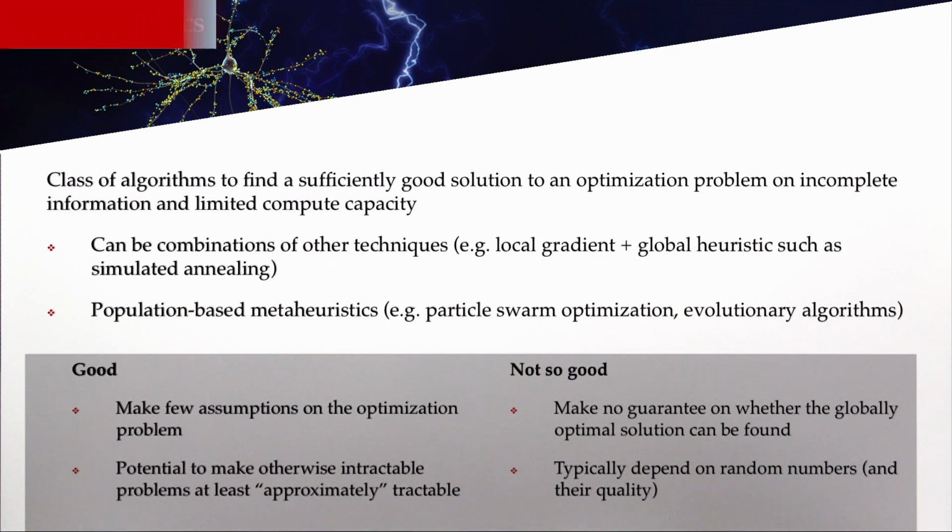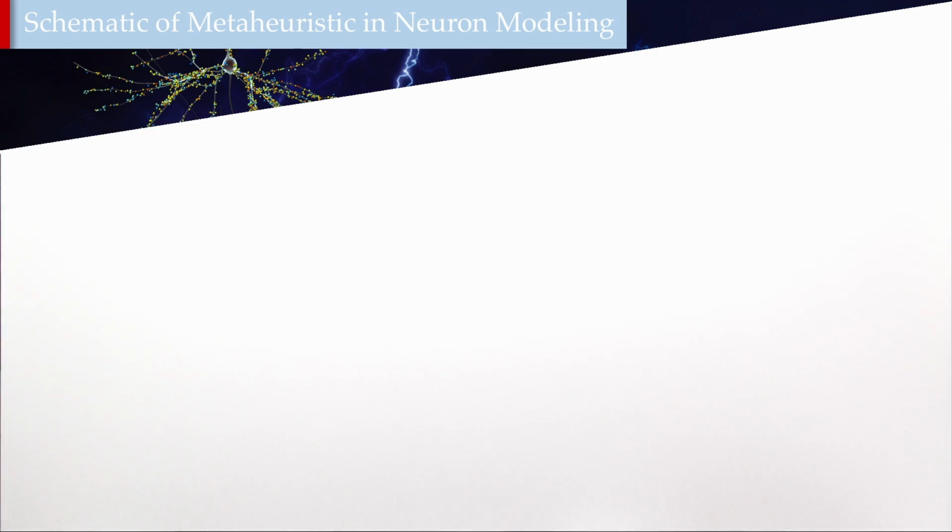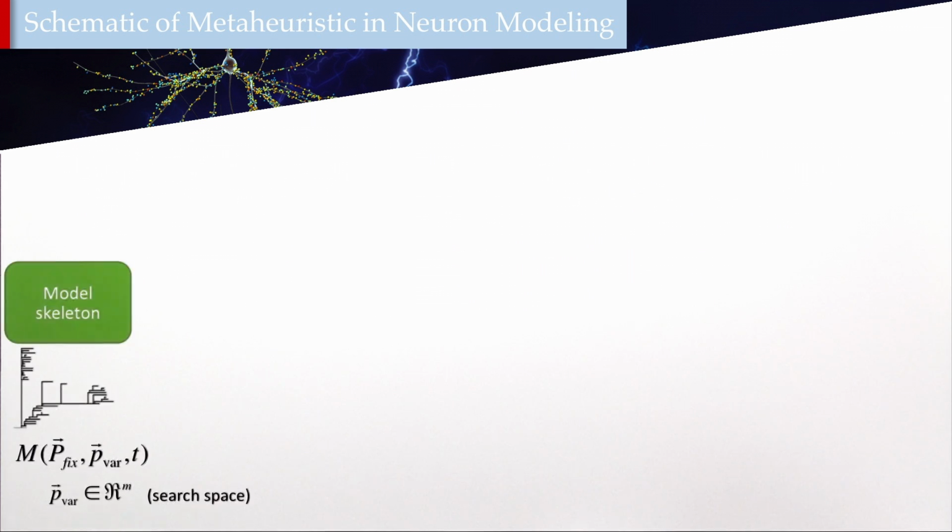So how would it look to use a meta heuristic in neuronal modeling? The schema is that you start with a model skeleton. So in our case, you choose the formalism like multi-compartment Hodgkin-Huxley, and then you have, for example, the dendrite, you have the diameters, you have the bifurcations. So let M be the equations that describe the cable, as well as the ion channel equations of Hodgkin and Huxley.